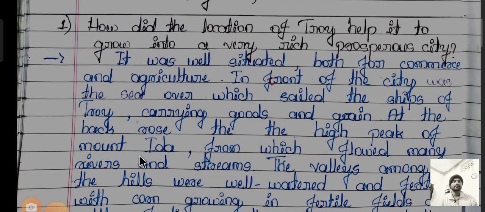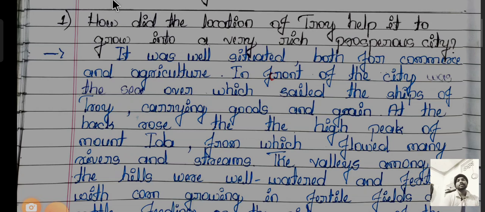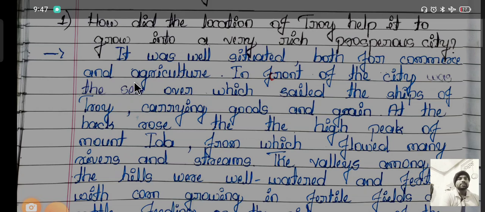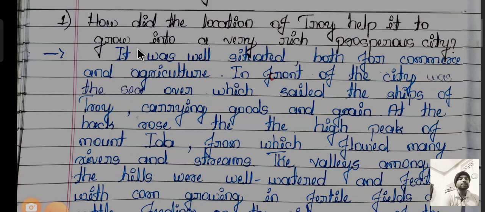Okay, the first question is, how did the location of Troy help it to grow into a very rich, prosperous city? It was well situated both for commerce and agriculture. In front of the city was the sea over which sailed the ships of Troy, carrying goods and grain.